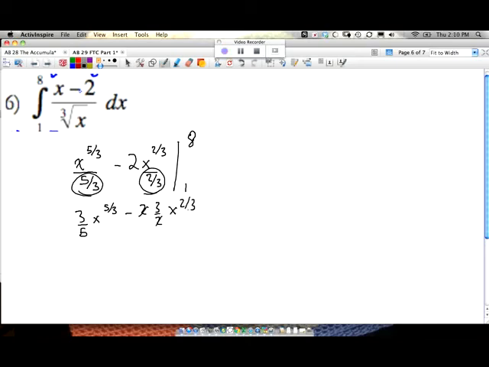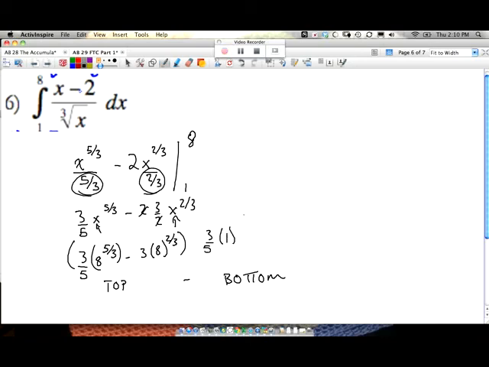Now we did the calculations with x to the 5/3 and x to the 2/3, so I'm not going to repeat those. This is going to be 3/5 times 8 to the 5/3 minus 3 times 8 to the 2/3. So in other words, we did the whole top, but now we're going to subtract the bottom, which would have been 3/5 times 1 to whatever power. It doesn't really matter because we know that's going to be 1. Minus 3 times 1.